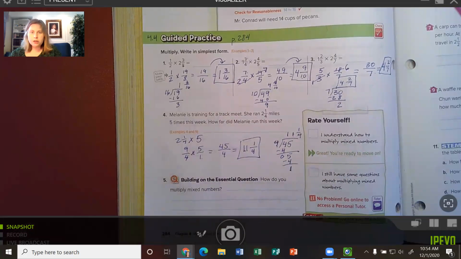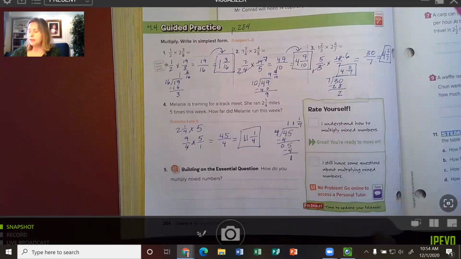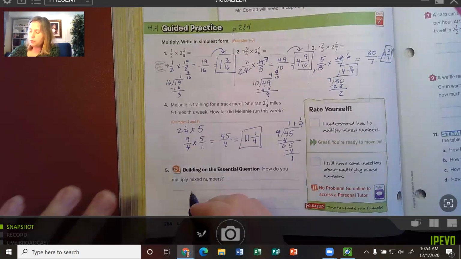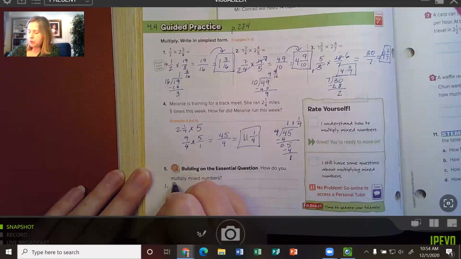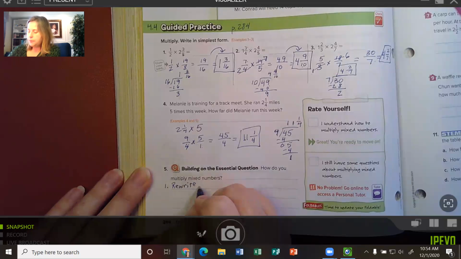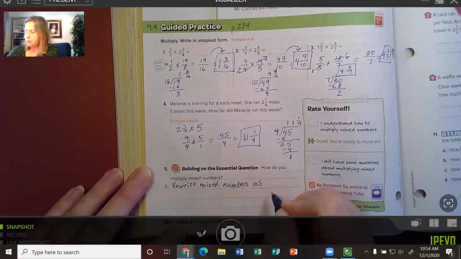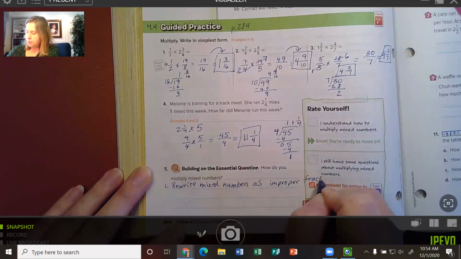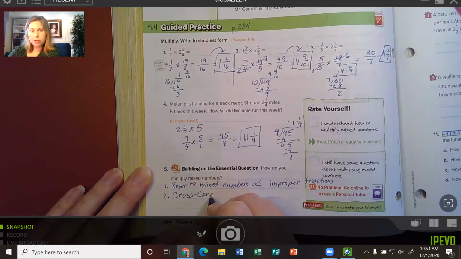And then number 5 is just a question about the process. So how do you multiply mixed numbers? So the first thing we will do is rewrite each mixed number as an improper fraction. So we just have a numerator and denominator. Okay, and then number 2, we're going to cross cancel if possible. That gives us smaller numbers to work with.